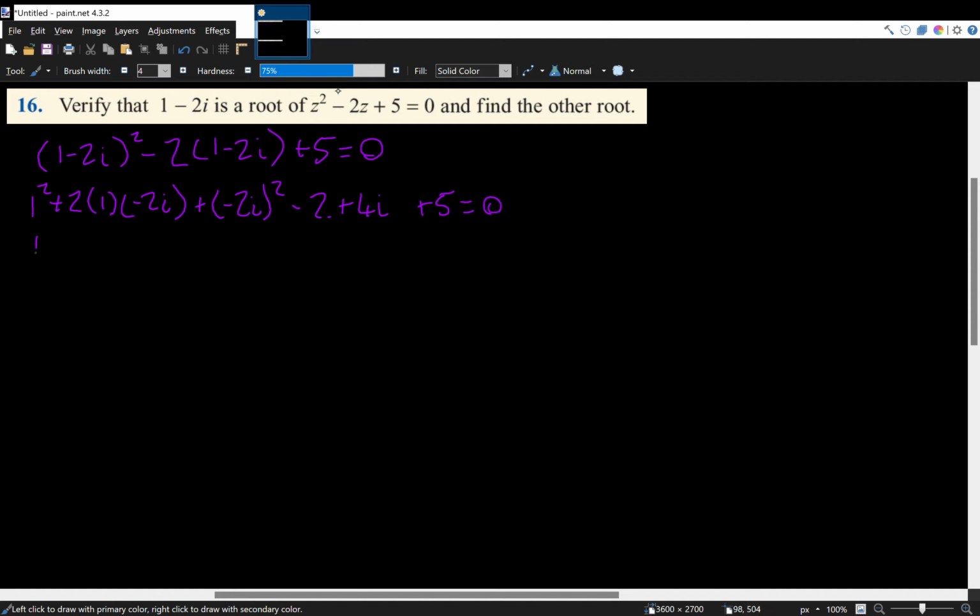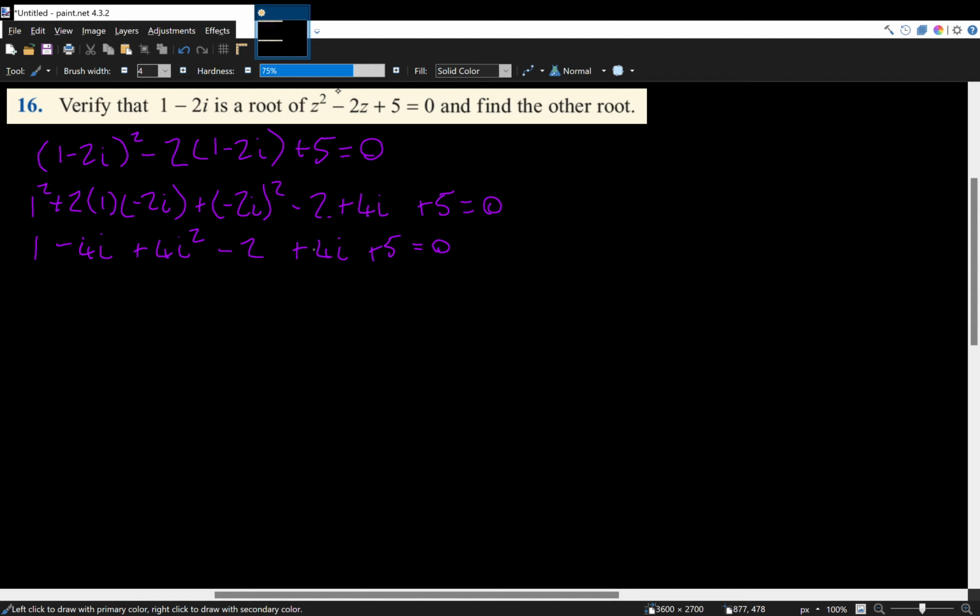So 1 squared is 1, 2 times 1 times minus 2i is minus 4i, and then minus 2i squared is going to be plus 4i squared. We still have our minus 2 plus 4i plus 5, and it's still equal to 0. So now we're going to total it up.